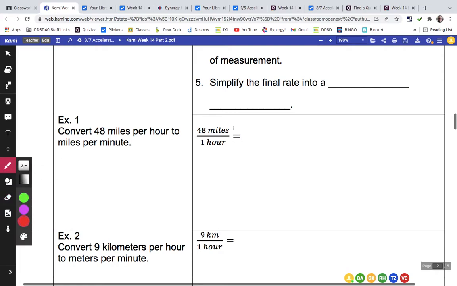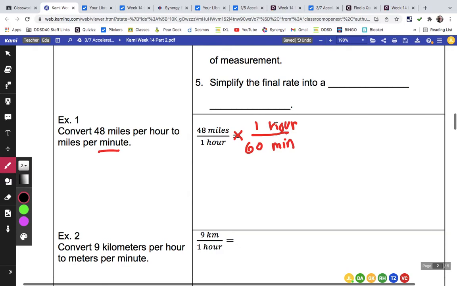So we changed 48 miles per hour to miles per minute. How we do this is we're going to multiply, and we want to have hours on the top. So we're going to put 1 hour right there, and we have to have this be a 1. So we're trying to change it to minutes. So 60 minutes equals 1 hour. So I'll just abbreviate that. Minutes.